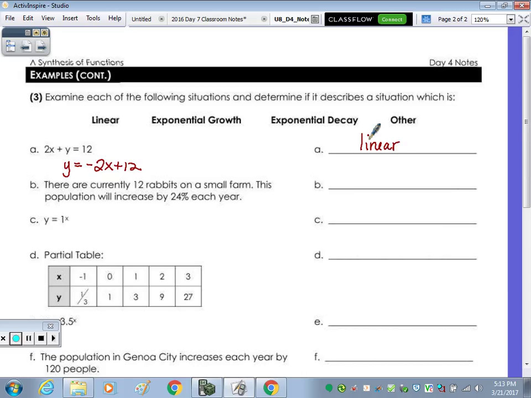Number 2, there are currently 12 rabbits on a farm, and this population will increase by 24% each year. So if it's increasing by a rate of 24% each year, that's going to be exponential growth.